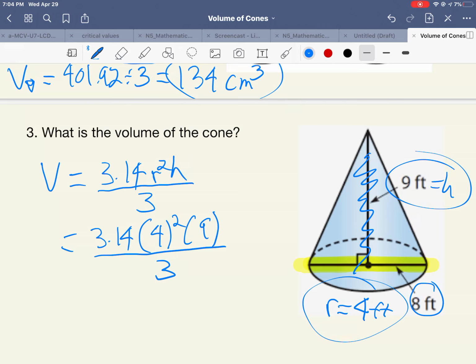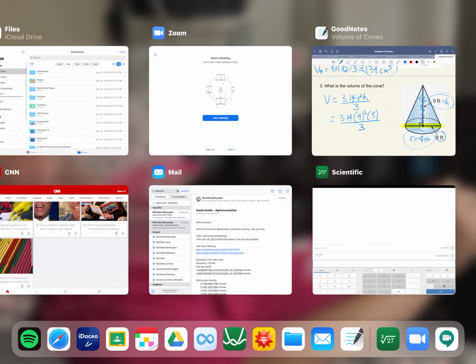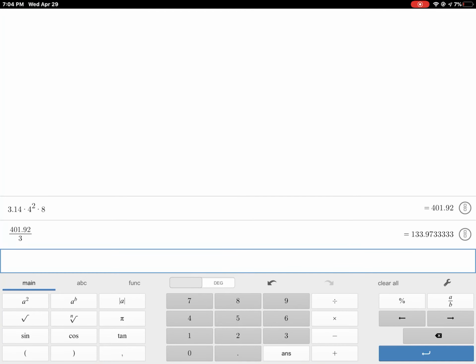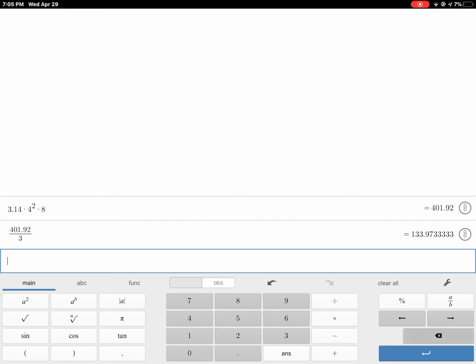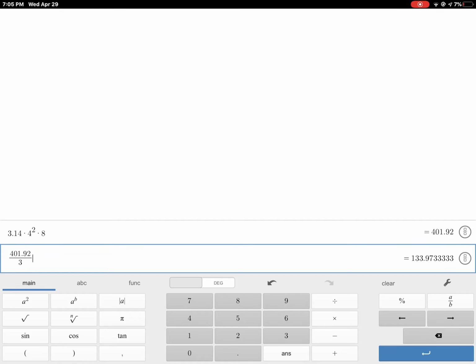So let's go and take a look at that in the Desmos calculator. So I do 3.14 for pi times 4 squared. Now I could have put the 4 in brackets, times the height of 9, and then I'm going to divide that by, actually, you know what I'd like to do? I'm going to get rid of that. I'm going to show you guys a nice way to do it. I'm sorry that that's so small. Don't know a way to make that bigger.